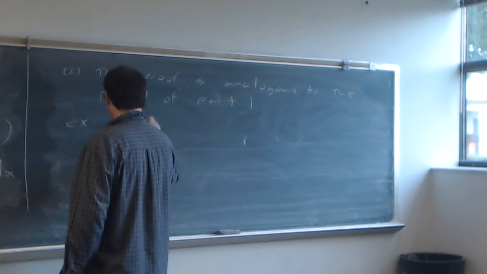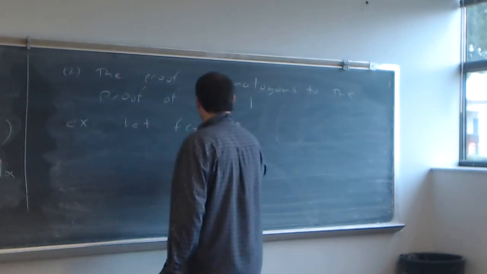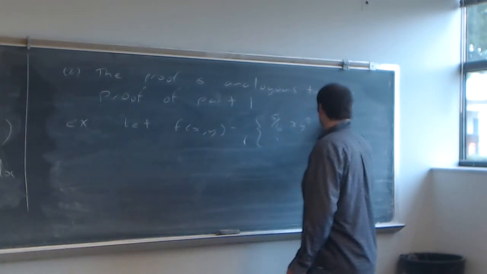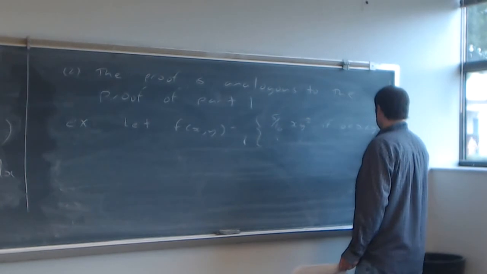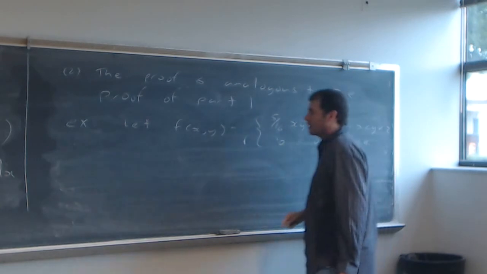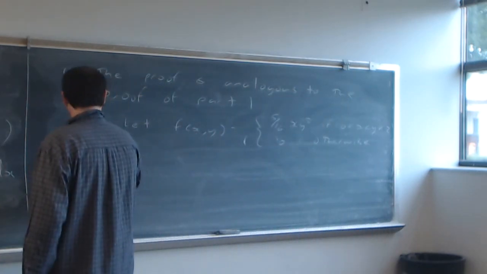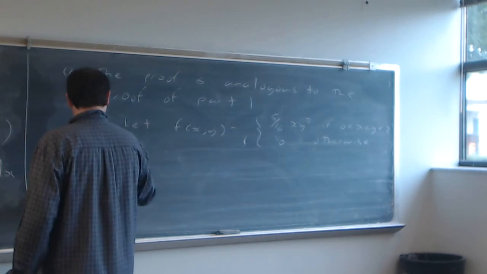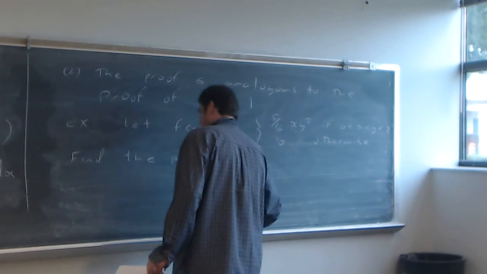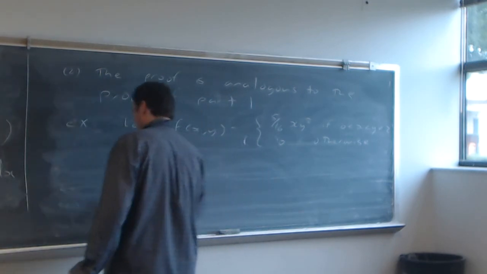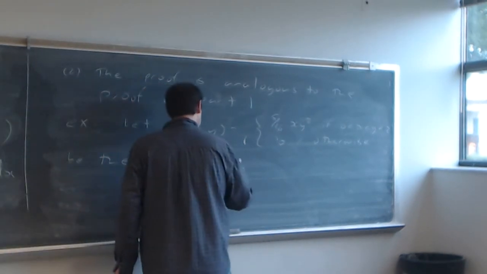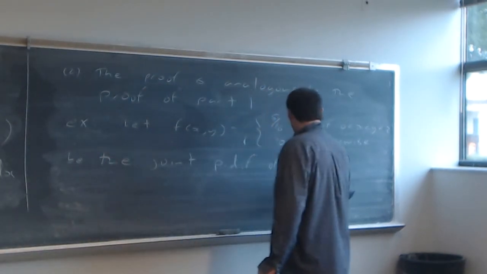So the same example we had, we'll let f of x comma y be equal to 5/16 x y squared if 0 is less than x is less than y is less than 2, and 0 otherwise. And let's say someone asks us to find the PDF, oh, I should say what this is. Let this function be the joint PDF of x and y.